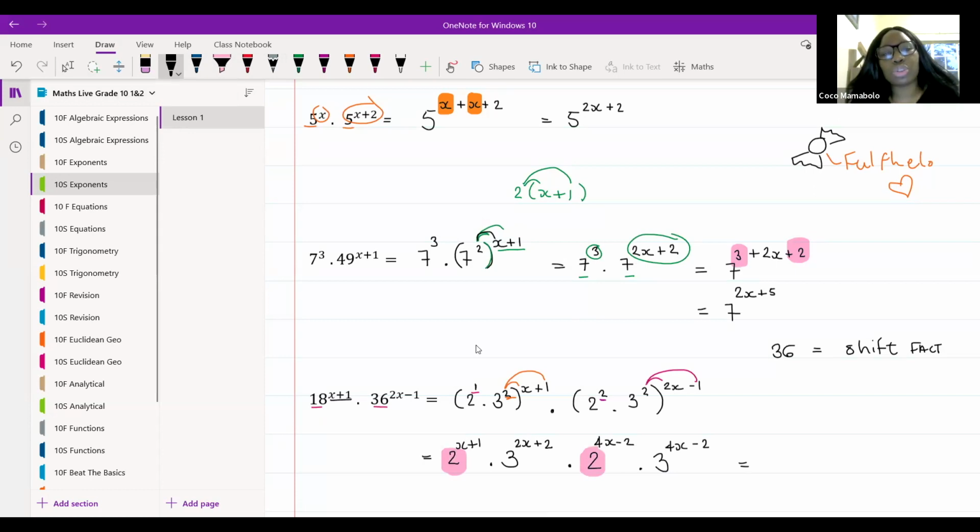What do I need to do, grade 10s? Yes, Emmanuel! Yay! A sweet for Emmanuel. Keep the base. That's it. We're going to keep the base of 2, and then we're going to add the exponents. Right, so I'm going to get x plus 1 plus 4x minus 2.